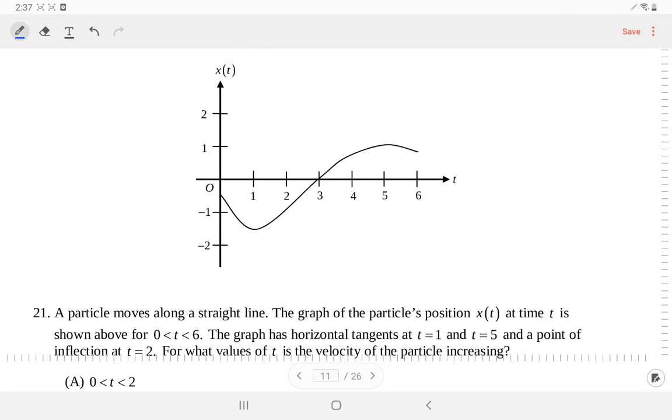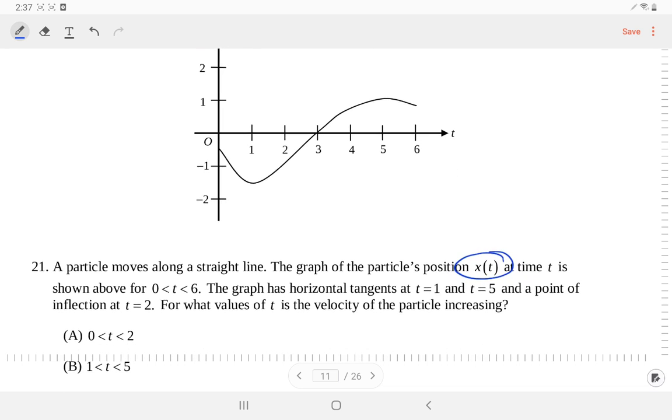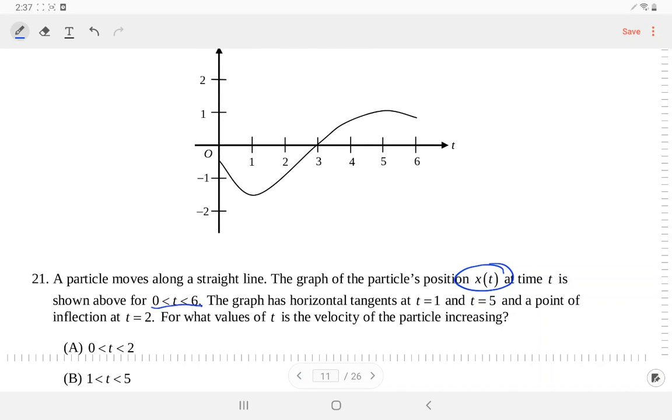Okay, so let's see. Number 21, a particle moves along a straight line. The graph of a particle's position, x of t, at time t is shown. This is another topic we want to make sure we practice as we're practicing our free response topics. The graph of a particle's position at time t is shown, 0 to 6. Okay, got that? The graph has horizontal tangents at these numbers. Okay, horizontal tangents. Tangent is about slope. Horizontal, so think of a horizontal line.